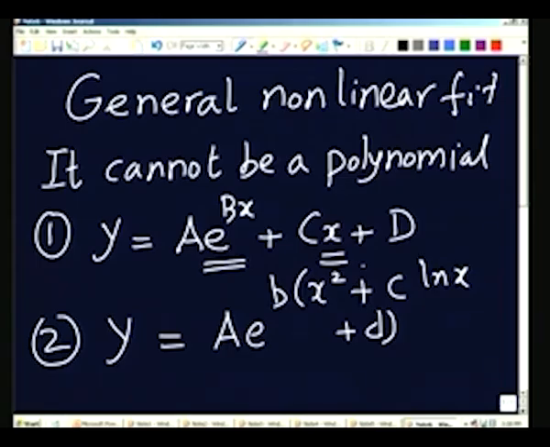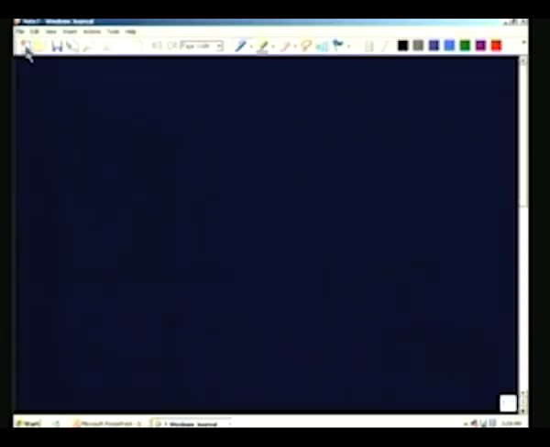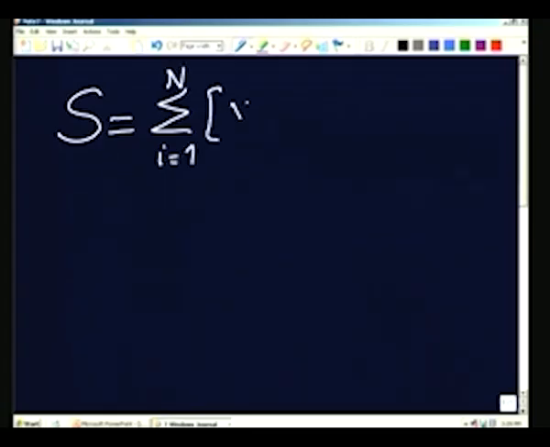So these two expressions are what we can classify as general nonlinear fit, and it is difficult to use the method which was used in the case of polynomials. Just to develop the method, let us look at what we are trying to do. So, the general problem is I have got the sum of squares as usual, i equal to 1 to n number of data, y data minus y fit i, whole square.